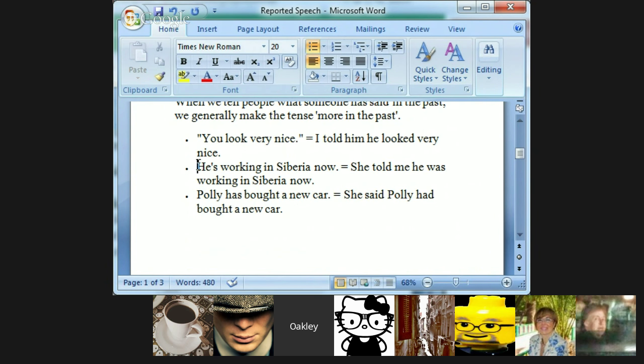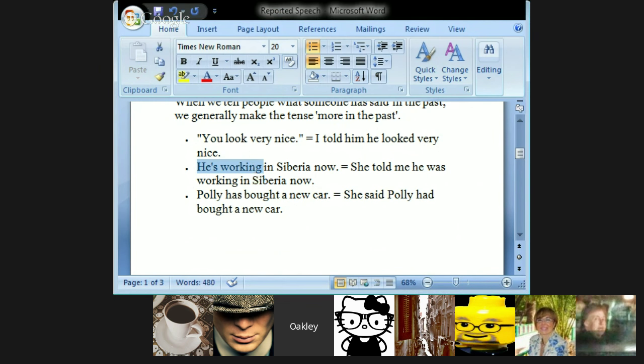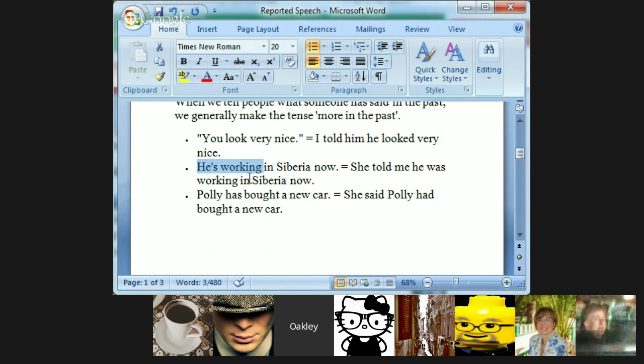Heidi, the next one here. "He's working in Siberia now." "She told me he was working in Siberia now." Okay, see, that's interesting. The verb tense here, he is working, of course, is what? Present progressive. Right, and it becomes past progressive, which seems weird because we even have "now" in the sentence. He was working now. Not that time. Maybe still now. Maybe.